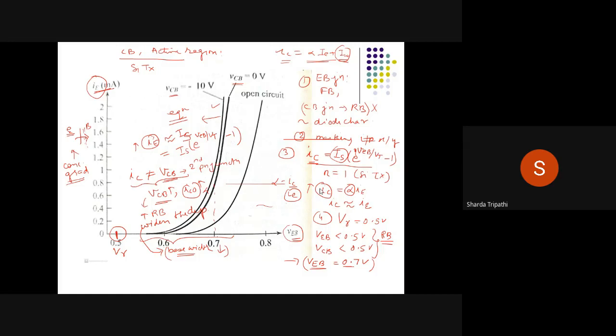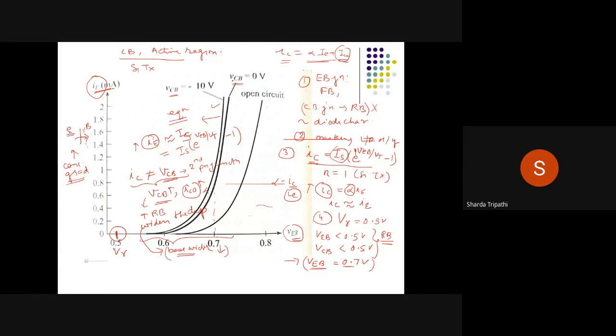Although the increase is not very significant, and for practical purposes for solving questions this dependence can be ignored, theoretically we need to keep in mind that this has some slight dependency on the output voltage VCB as well.